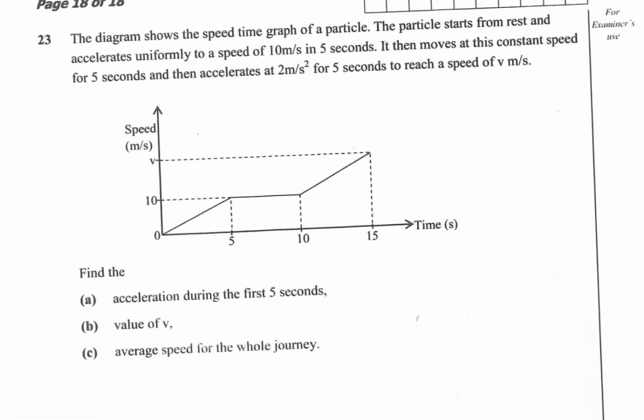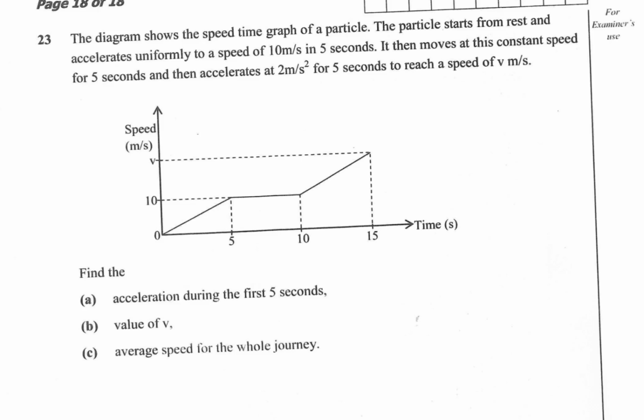The last question. The diagram shows the speed-time graph of a particle. The particle starts from rest and accelerates uniformly to a speed of 10 meters per second in 5 seconds. It then moves at this constant speed for 5 seconds and then accelerates at 2 meters per second squared for 5 seconds to reach the speed of v meters per second. The question again: the diagram below shows the speed-time graph of a particle. The particle starts from rest and accelerates uniformly to a speed of 10 meters per second in 5 seconds.